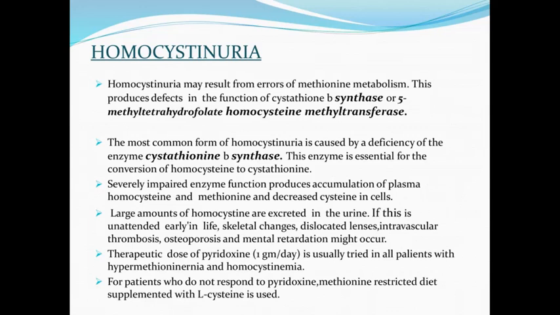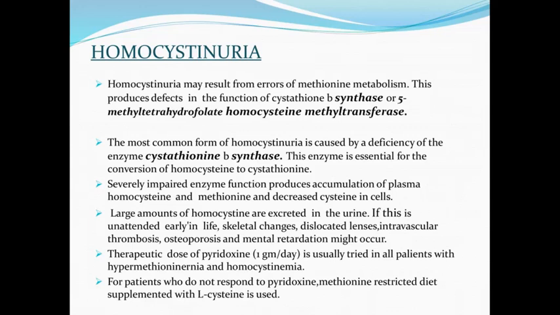Severely impaired enzyme function produces accumulation of plasma homocysteine and methionine and decreased cysteine in cells. Large amounts of homocysteine are excreted in the urine. If this is unattended early in life, skeletal changes, dislocated lenses, intravascular thrombosis, osteoporosis, and mental retardation might occur in the patient.